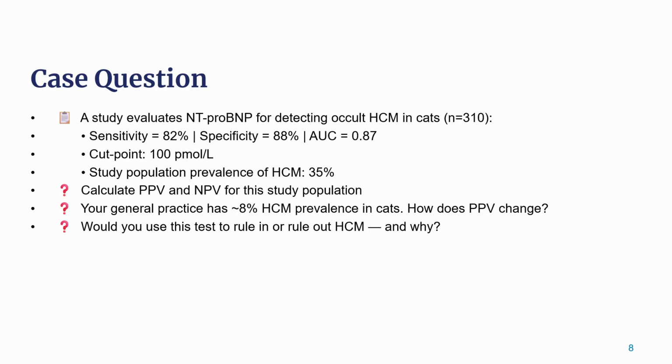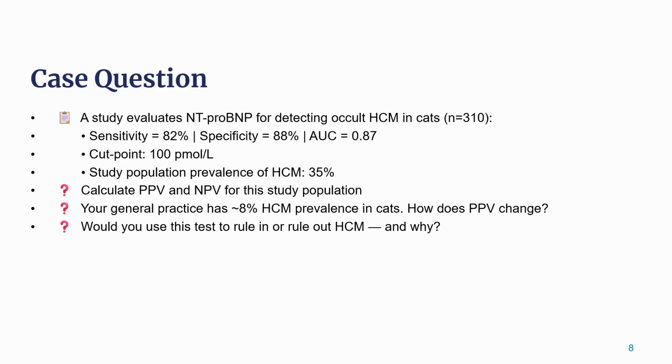In the study population, a positive result has a 79% chance of being a true positive. A negative result has a 90% chance of being a true negative. Reasonable performance. Now your general practice, 8% prevalence. With 310 cats, 25 have HCM, 285 don't.